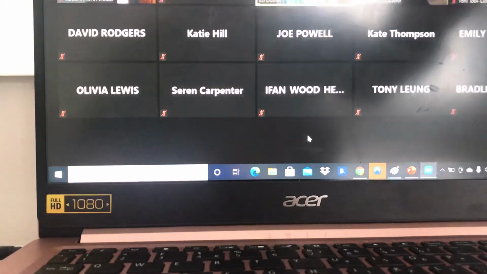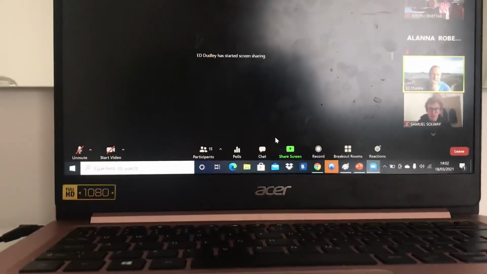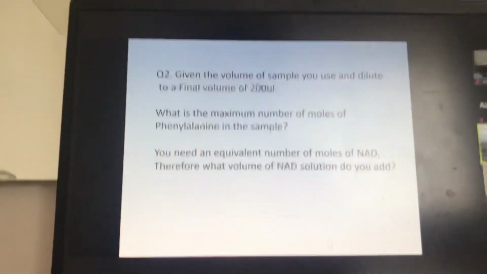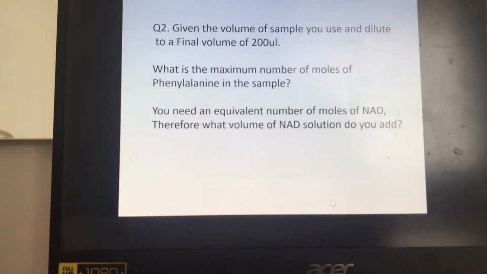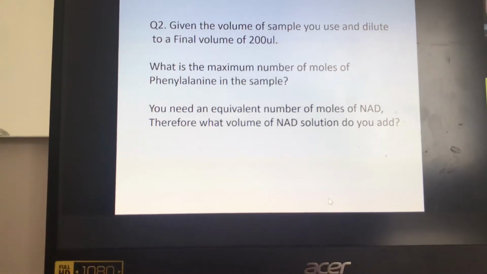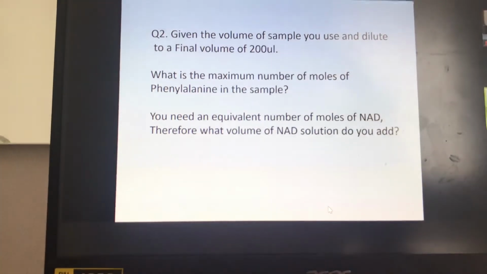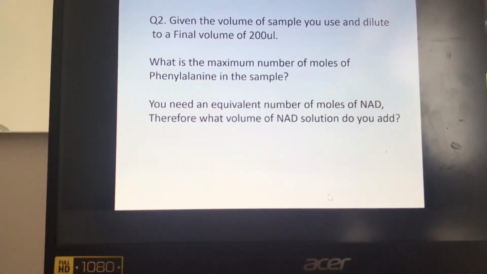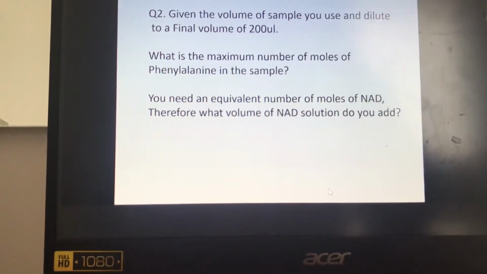Okay, so let's go to the next question then. The next question basically says, if we assume therefore we're going to use 100 microliters of sample, and we know what the maximum concentration could be because we've worked that out already, how many moles do you need to convert? And because you need the same number of moles of NAD.